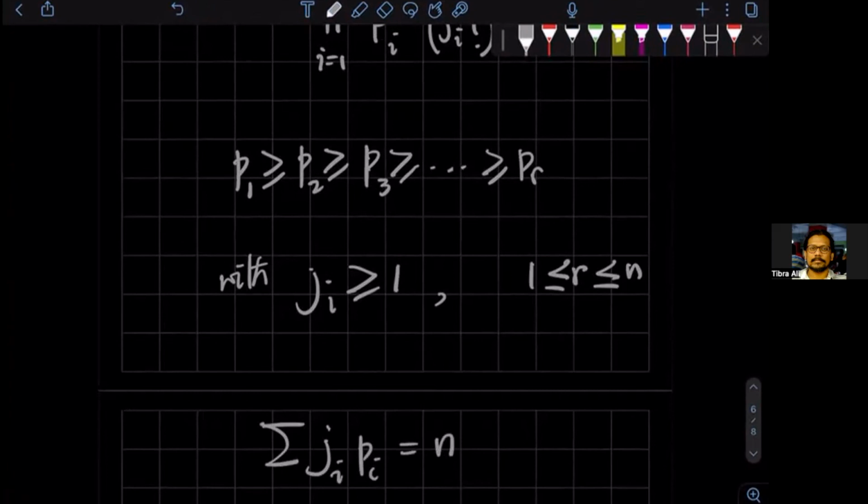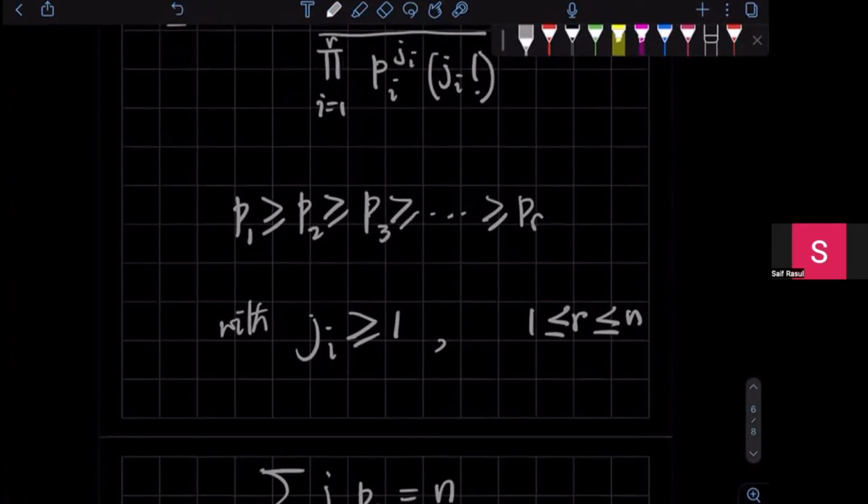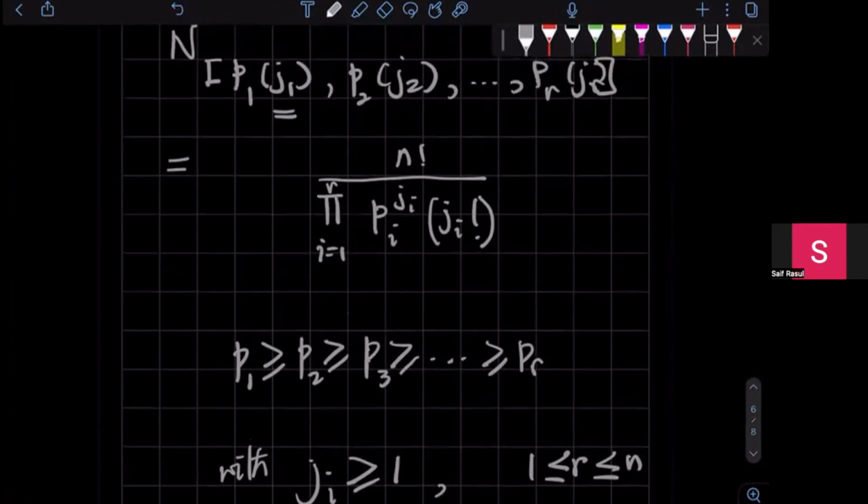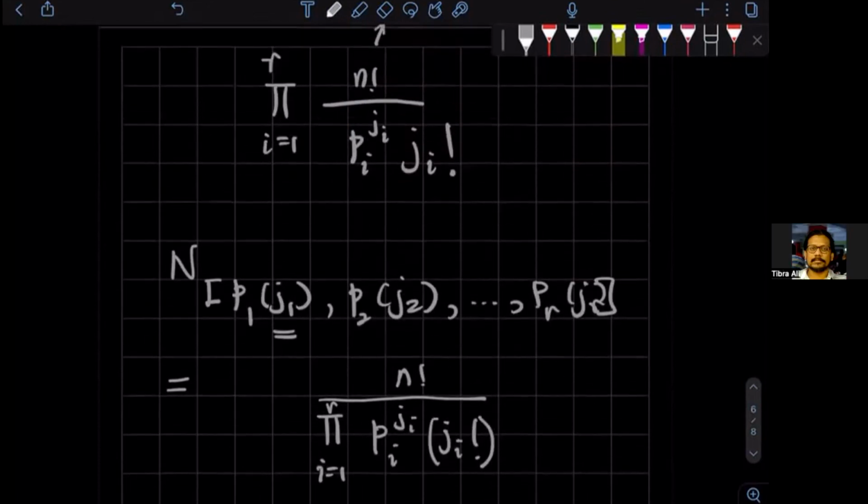Okay. Sir, I have a confusion. Yeah. What exactly do each of the P's signify? I'm not sure about that. Yeah, each of the P's signify the size of a cycle, of a disjoint cycle.